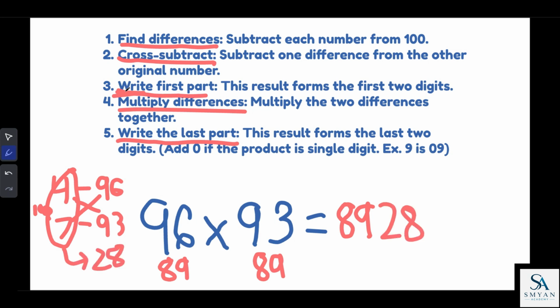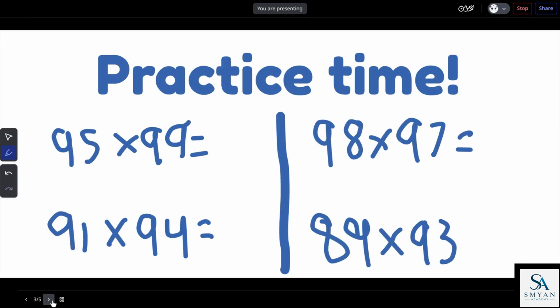Since we don't have a single digit, we don't have to worry about anything. So our answer is 8,928. Hopefully that made sense. If not, rewatch this and ask any questions in the comments if you didn't understand anything. Alright, let's move on to some practice questions. So pause the video and try these by yourself before moving on.